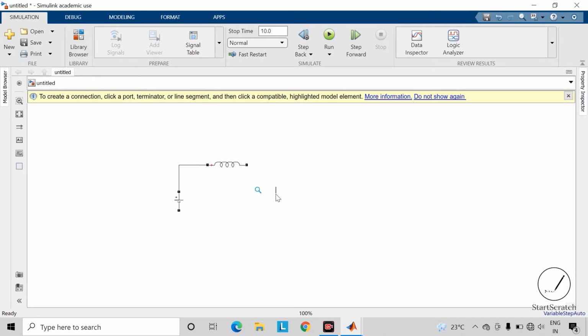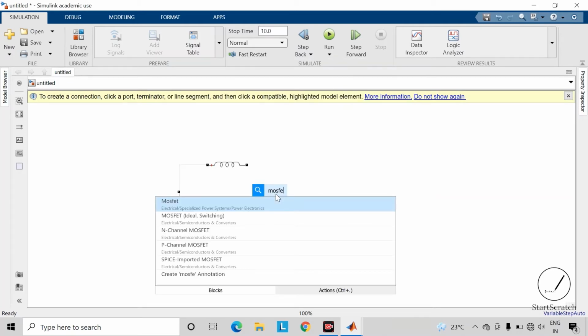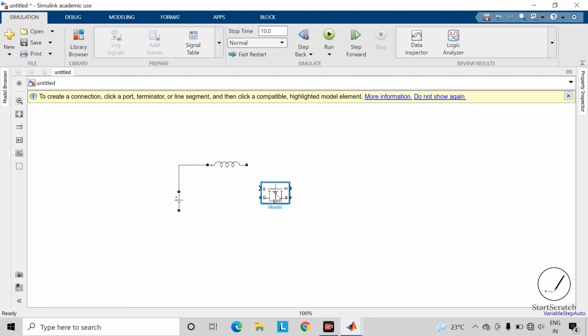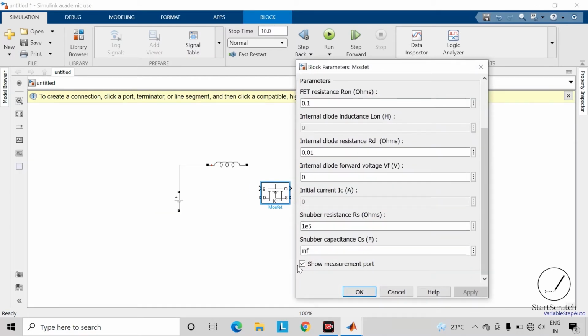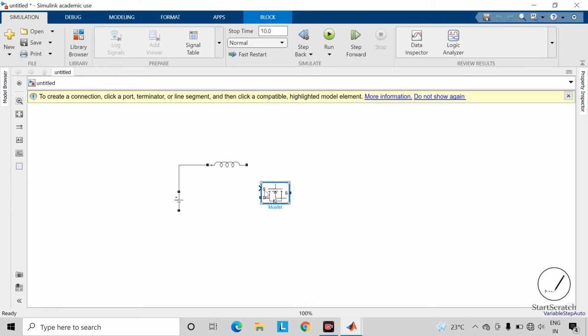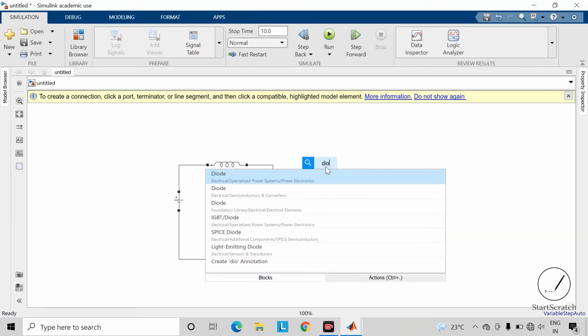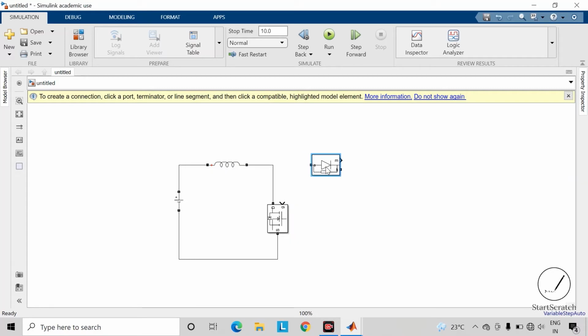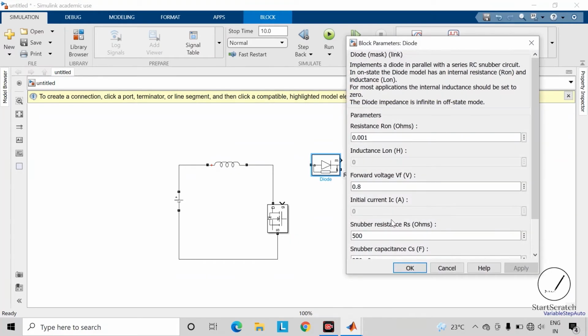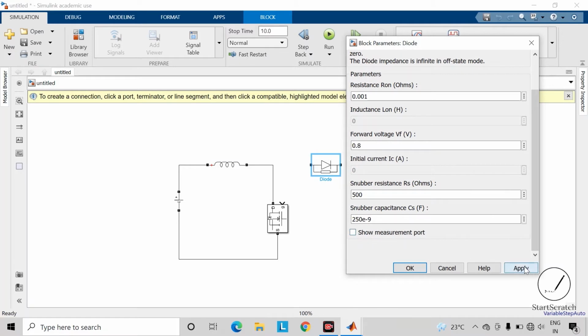Now take the MOSFET present in the specialized power system library. Remove the measurement port as it is not required. Now connect this MOSFET across this DC supply. Take a diode present in the specialized power system library. Remove the measurement port of this diode as it is not required.